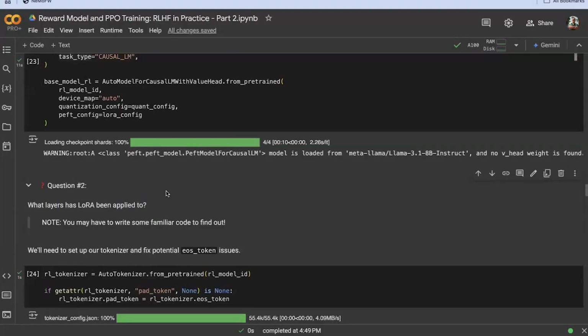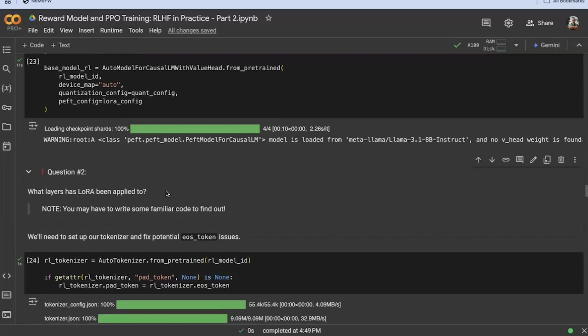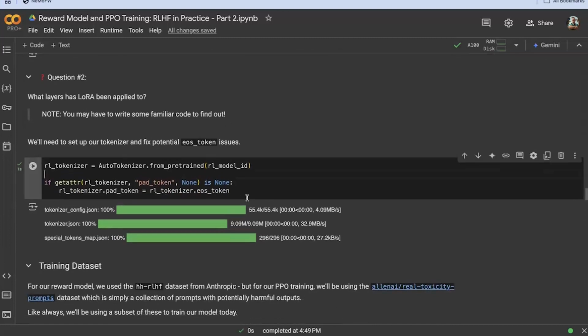Okay, so then we have another question, which is what layers has LoRa been applied to? This is another attempt to make you guys write print model. As was already mentioned in the Zoom chat, print model is a very useful tool that we can use to answer questions like this. We should basically always look at what our model looks like before we do anything with it.